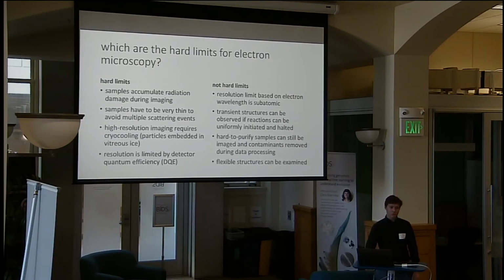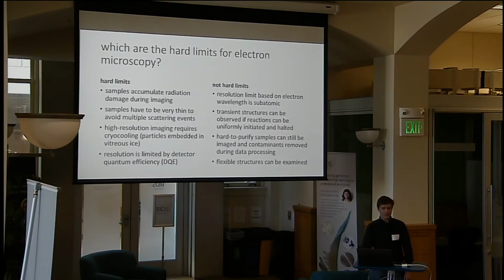In terms of resolution, we're not limited by the properties of the electron beam. We're limited in terms of the detector. So for other applications, like in materials science, you can get higher resolutions under these different conditions. But for the kinds of samples we're working with, we're not able to get that sub 2 or 3 angstrom region right now.